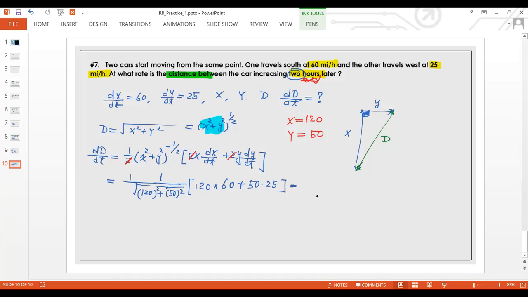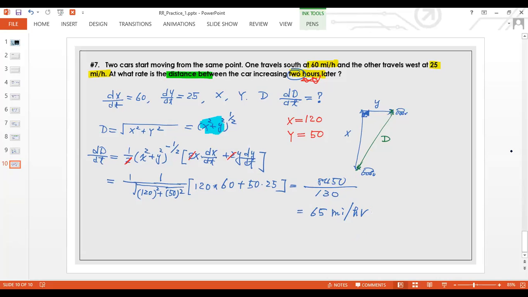Okay, so I made the calculations. Nicely, inside the square root comes out to 130, and the top is 8450. So that means this is 65 miles per hour. So that's how I know the distance between this car and this car is increasing at 65 miles per hour at the 2 hour timestamp. How fast the distance becomes further apart is 65 miles per hour.